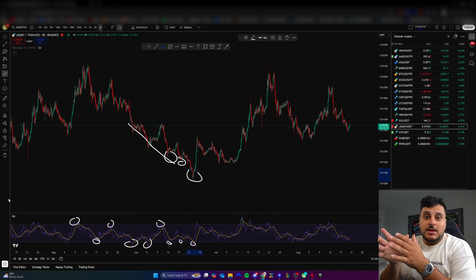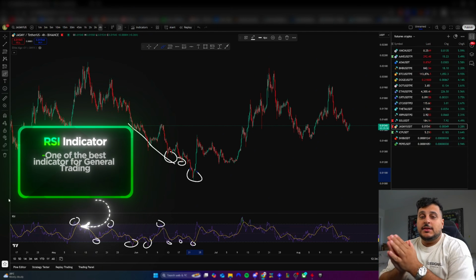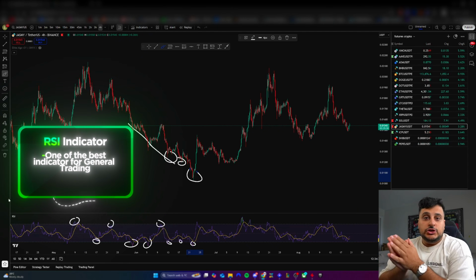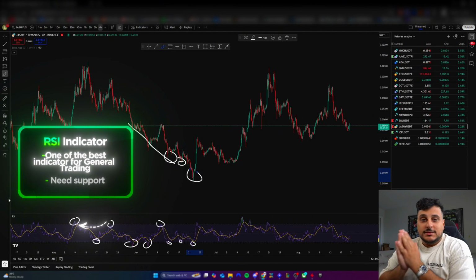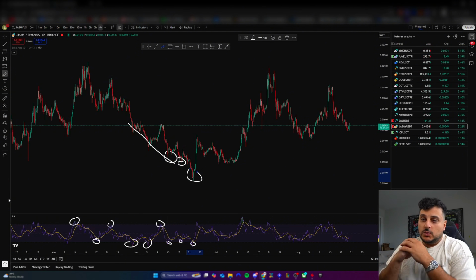Now, this doesn't mean that this indicator sucks and you should not use it, because actually the RSI indicator is one of the best indicators when it comes to trading in general. It shows you the best areas to buy and sell. But the thing is that it needs some support so you can understand exactly when you should be buying and when you should be selling according to the RSI indicator.